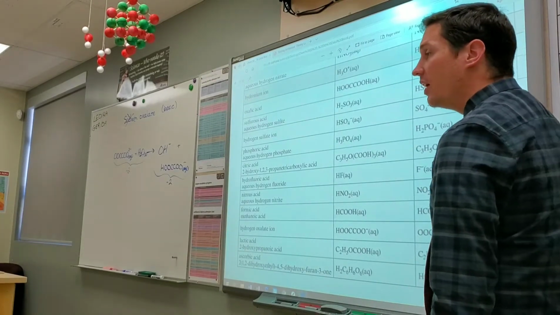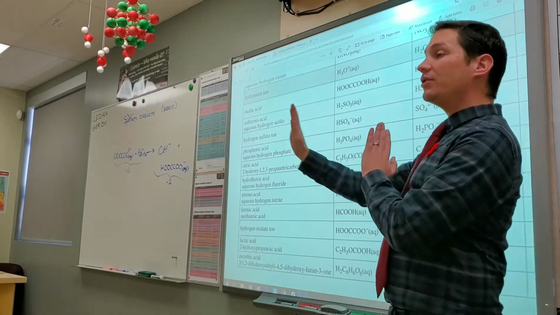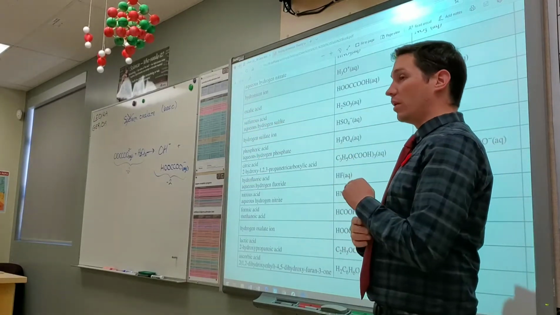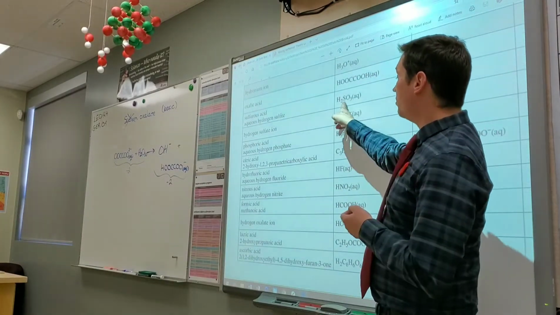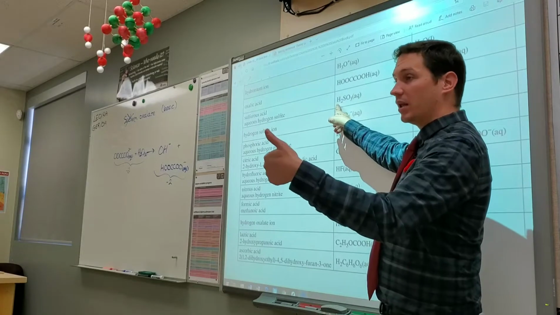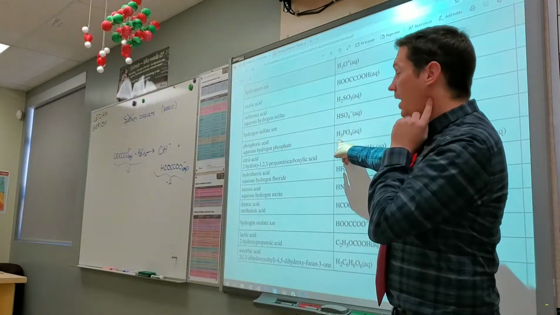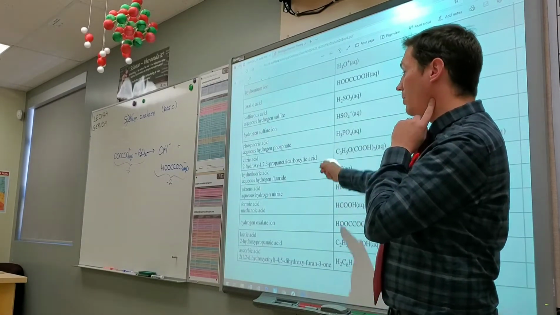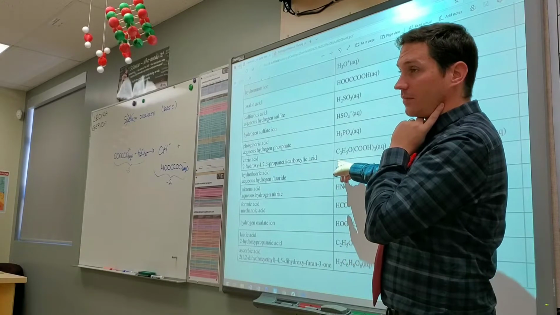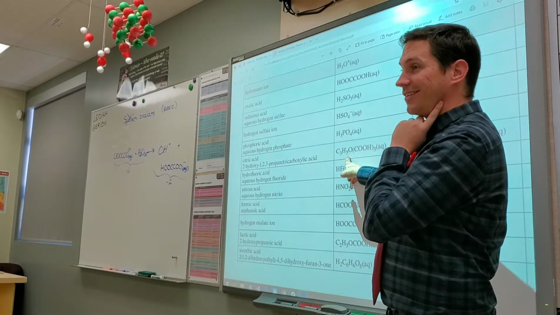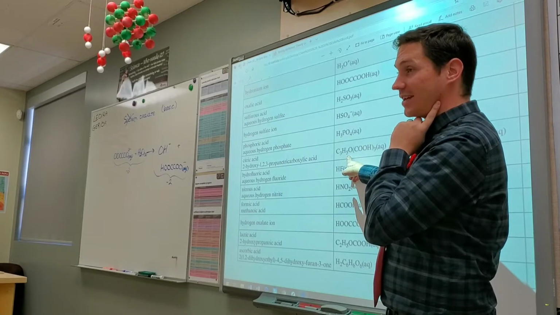Are there any other substances on here that you see that have many hydrogens at the beginning? H2SO3, many hydrogens at the beginning, right? Polyprotic for sure. Yes, I agree with you. H3PO4, many hydrogens at the beginning. Absolutely. What about citric acid? Yes. How many acidic hydrogens does citric acid have?